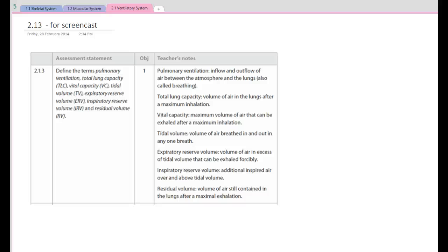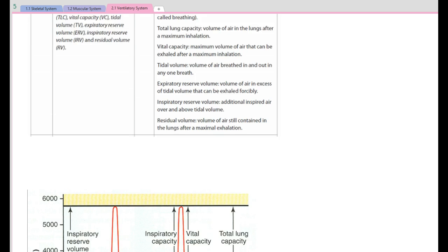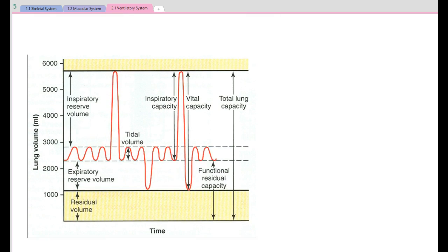This screencast is looking at the ventilatory system, specifically looking at 2.1.3, which is to do with defining terms of lung volumes. This little diagram is used quite extensively to show our different lung volumes.